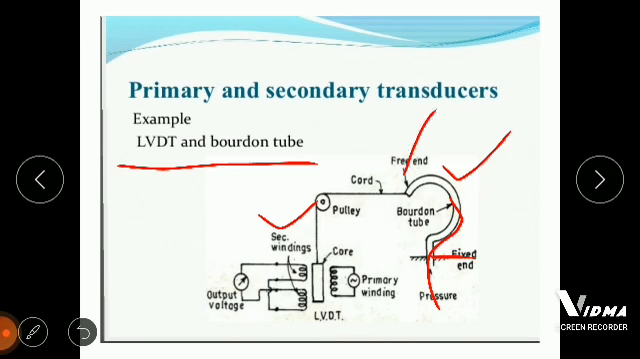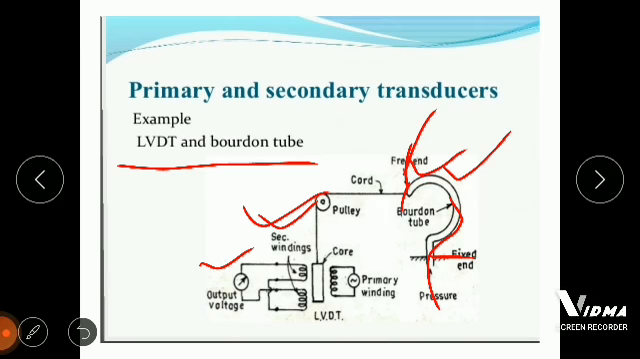Depending upon this movement, which is attached through a pulley to the core of the transformer, there will be a movement in the core. As the core moves, the voltage or EMF will be induced in the secondary side of the transformer, and it will give the output voltage as per the movement of the free end of the Bourdon tube. So this is basically our primary and secondary transducer combination. The working of this second transducer depends upon the displacement of your first or primary transducer.